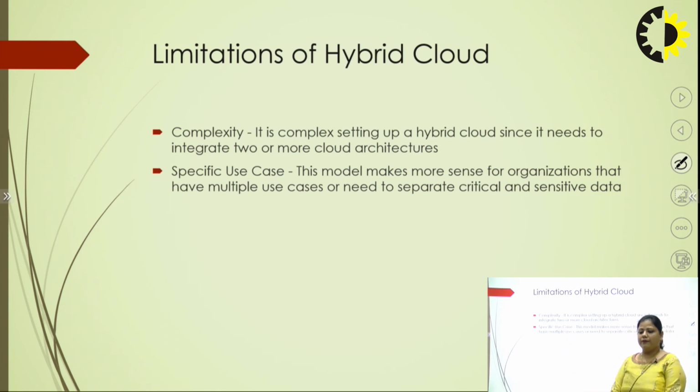Specific use case: this hybrid cloud is used in some specific cases. We can't say that we use hybrid cloud anywhere, anytime. It is used only when we require both public and private cloud services, and only then do we use hybrid cloud. So in some specific terms we use this hybrid cloud service. This model makes more sense for organizations that have multiple use cases or need to separate critical and sensitive data.